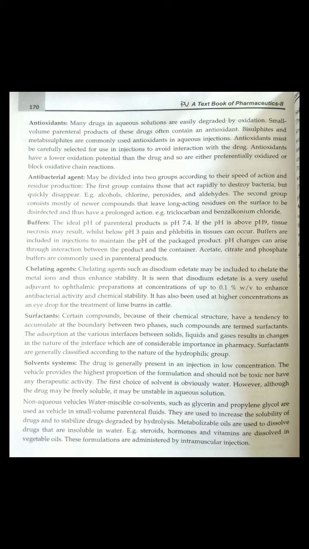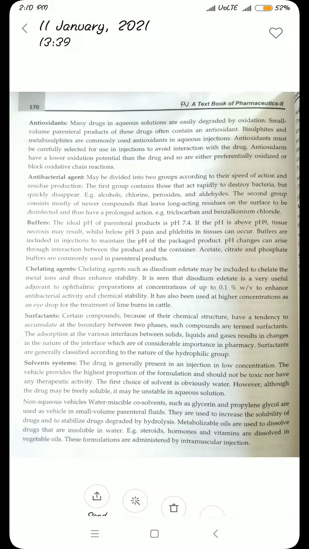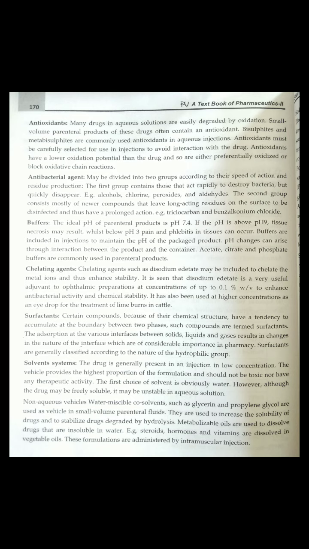Then antibacterial agents. These agents prevent bacterial growth in our preparation. Examples are alcohol, chlorine, peroxide, and aldehyde. And the second group consists mostly of newer compounds that leave a long acting residue on the surface to be disinfected and thus have prolonged action. For example, triclocarban and benzalkonium chloride.